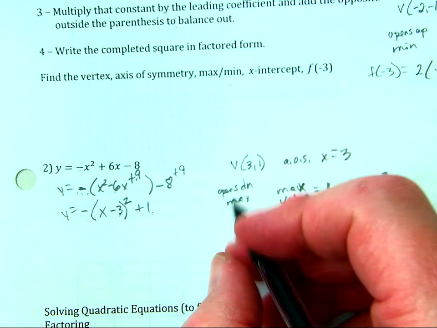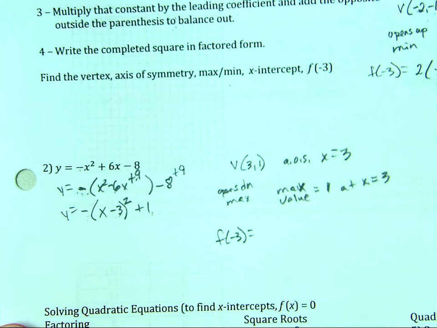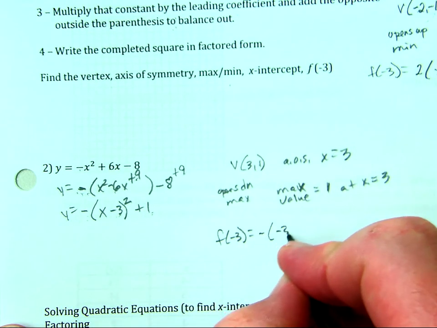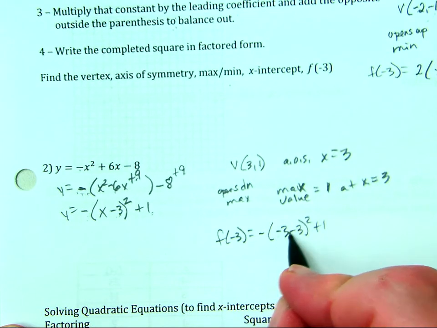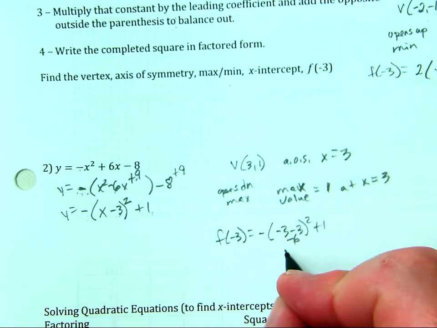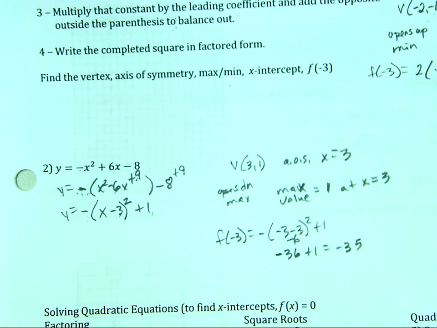Then if we were asked to find f of -3 again, we can put it in either equation. If we put it here, we'll have a negative times (-3 minus 3) squared plus 1. Well, -3 minus 3 is -6, squared is 36. There's a negative out front, plus 1 is -35. So that's how to get it in vertex form, which is really handy for a lot of things.